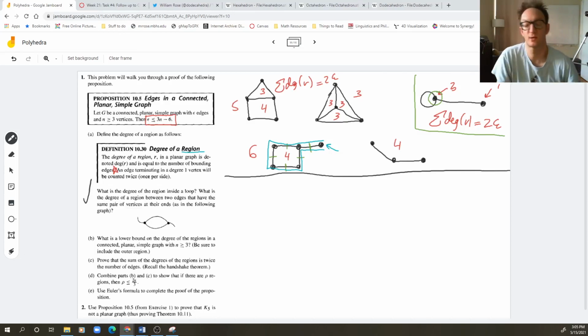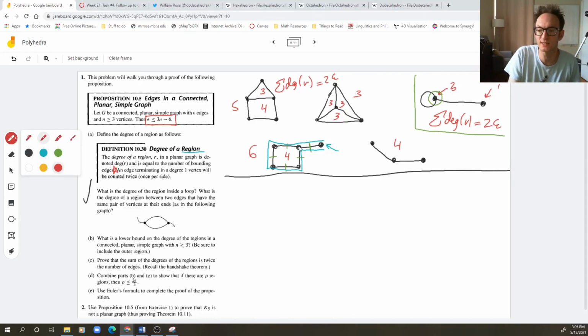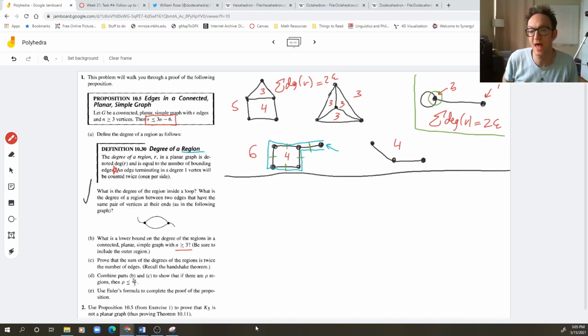Oh, sure. Okay, so this is actually a little bit interesting. Where's the lower bound on the degree of the region? Connected planar simple graph with n greater than or equal to 3. Oh, okay. Crucially, notice that they say n greater than or equal to 3. So you have 3 vertices at least. So if you have 3 vertices at least, then what can we say?